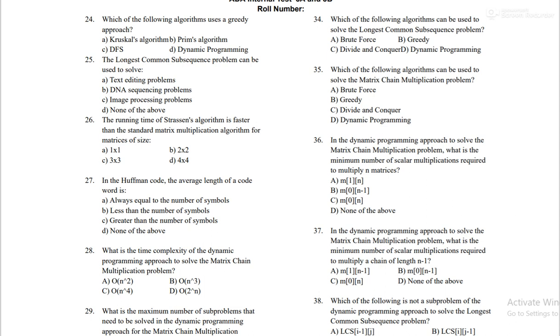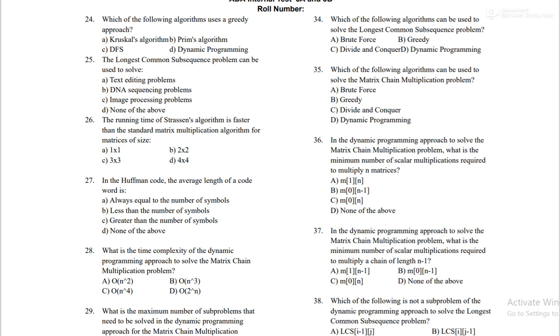So for n matrices, this will be m of 0 and n minus 1. For the m matrix, we will be taking the zeroth row and n minus 1th column, the value which is present in the m array. So here the correct option is option B.